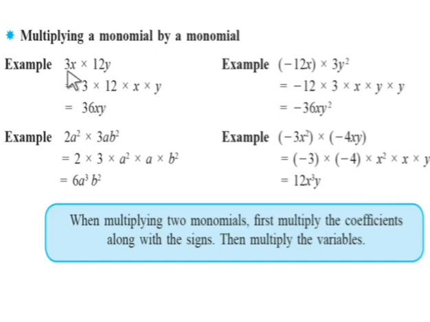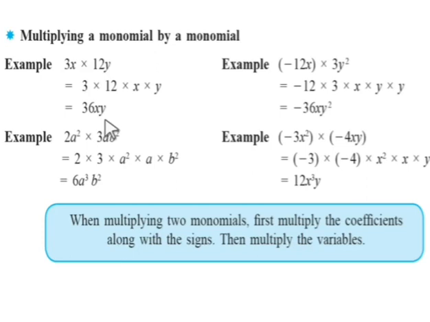Now what is the coefficient of 3x? It is 3. Coefficient of 12y is 12. Then write the variables x and y all in multiplication. Now here 3 12s are 36. So we will write here 36. x multiplied by y is xy. Hence 3x multiplied by 12y is 36xy.